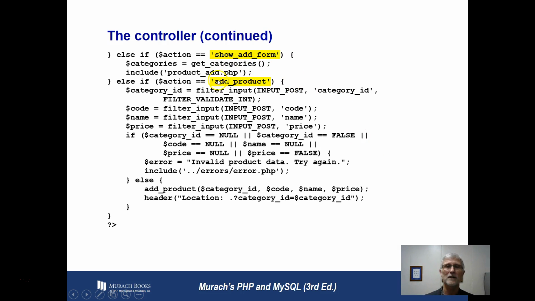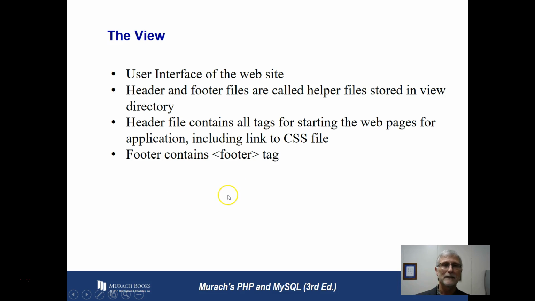Again, here's your show, here's your add products. Again, you're seeing the different actions, what you're going to do, and then based on what data you get, you're going to create your input, check your error message if you need to print a message. Otherwise, I'm calling my function and passing my data back.